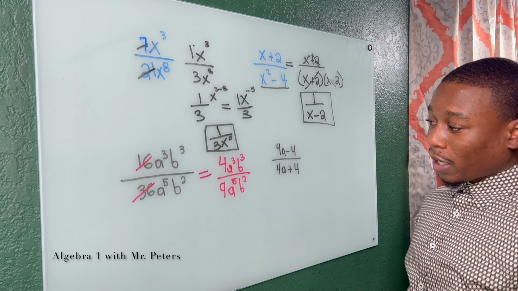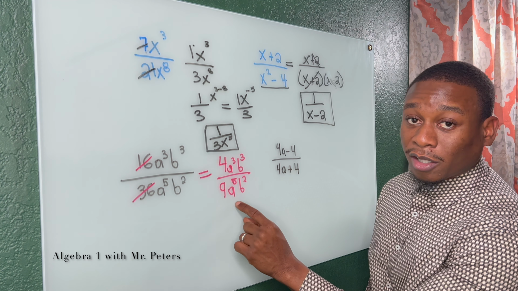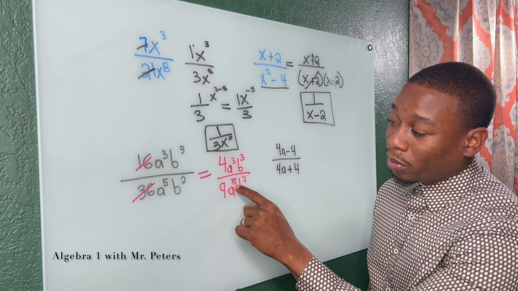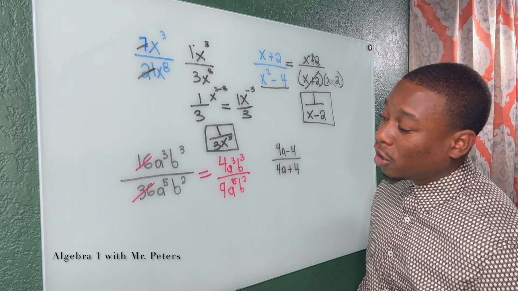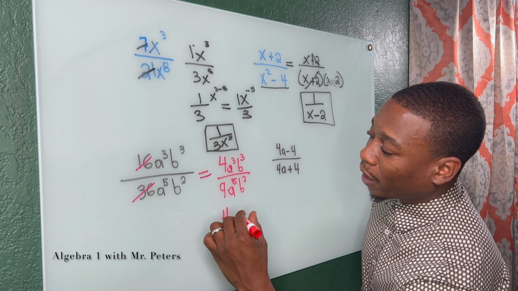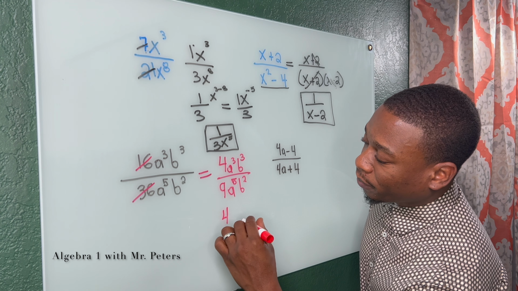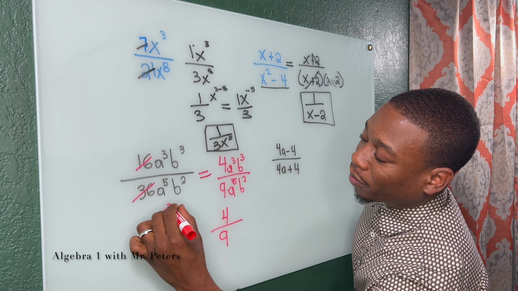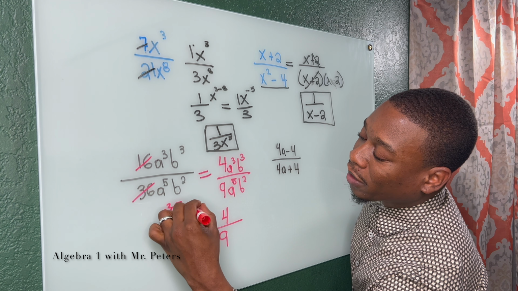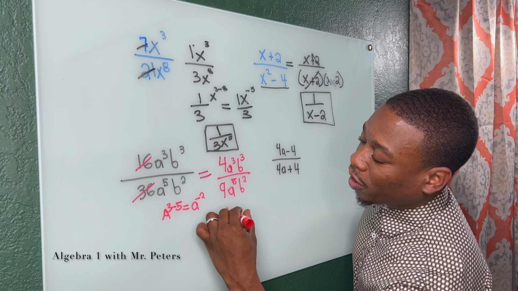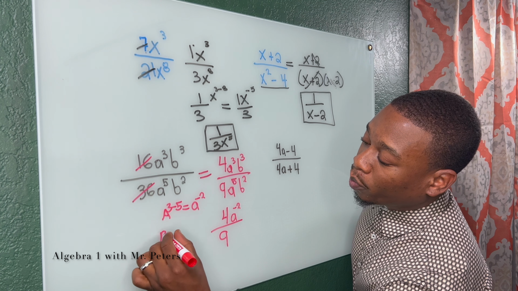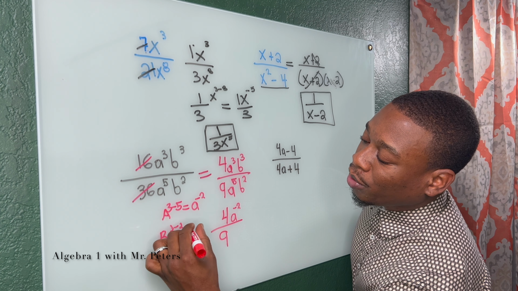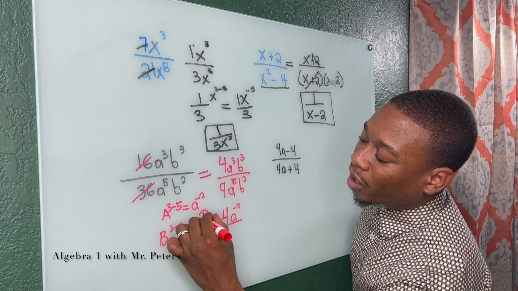Now, when I subtract, I know that a is going to probably be in the bottom because this bottom number is greater than the top. So when I simplify, I'm taking that into account. So I'm going to have 4 over 9. And let's just do the math. So we have a to the third minus 5. That's equal to a to the negative 2. So let's put that here. And when we do b to the third minus 2, we just get b. We do not need to put the 1.